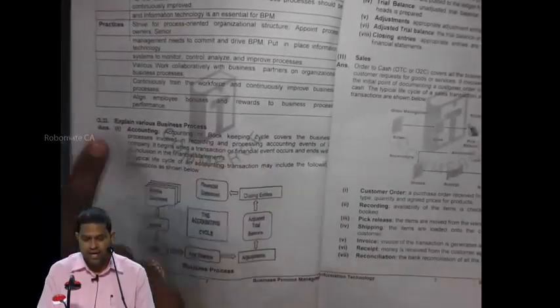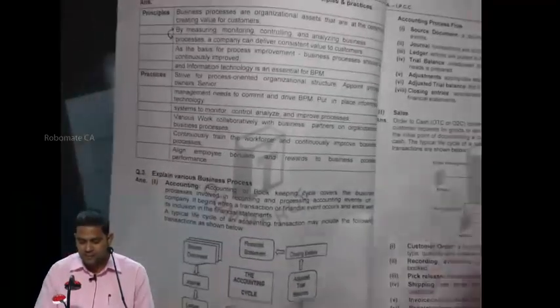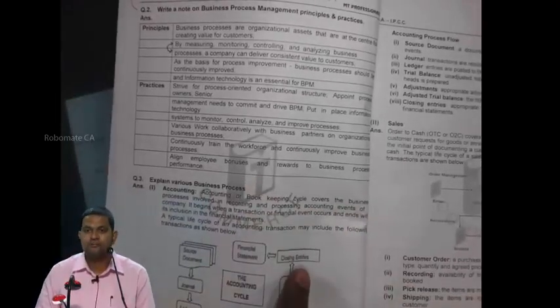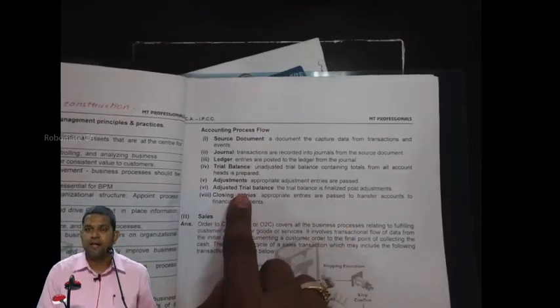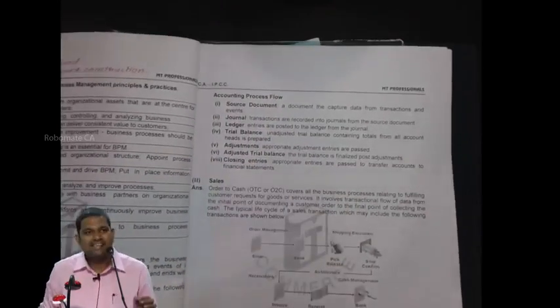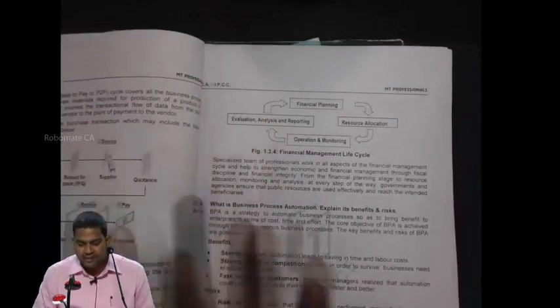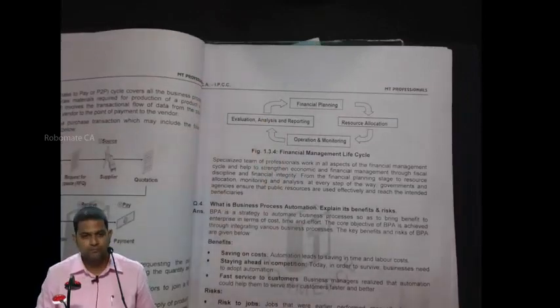Now explain various business process. Number 1, accounting. So explanation is given of accounting and the diagram is also given. Then the process flow is also explained. Then the sales. As I had explained, the same things have been given in these notes.